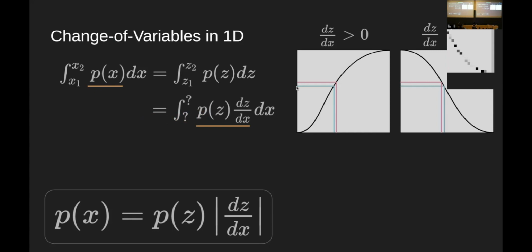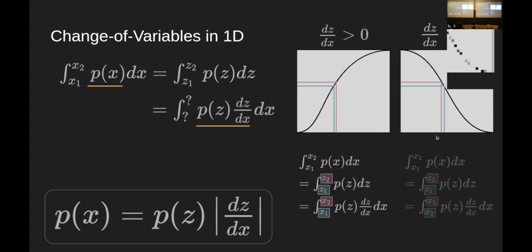In the increasing case, you can see that z1 maps to x1 and z2 maps to x2. And so you get the straightforward thing. And then there's the decreasing case, and here you see that z1 maps to x2 and z2 maps to x1. So you get the order flipped. So the integration limits here will be flipped around. And if you know your integrals, you know that you can easily fix this. You can flip the order back if you negate the integral. So that will look something like this.